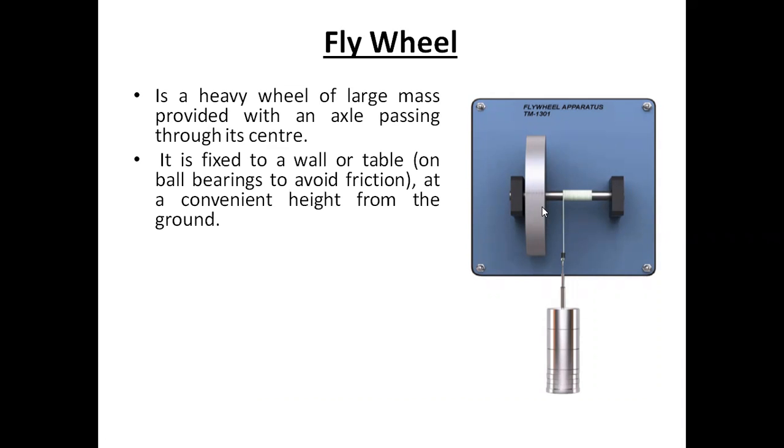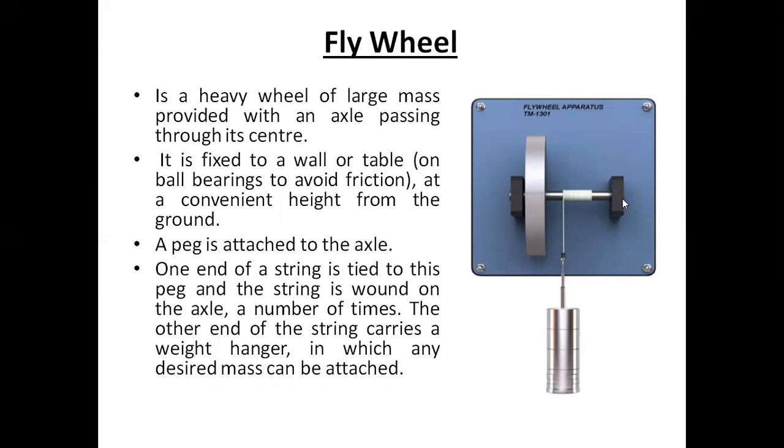This flywheel can be fixed to a wall or it can be placed on a table at a convenient height from the ground. Then a peg is attached to the axle of the flywheel. Then a twine thread is taken and one end of the twine thread is attached to the peg. Then it is wound on the axle. Then to the other end of the string, a weight hanger is attached, and to that weight hanger, any desired mass can be attached.